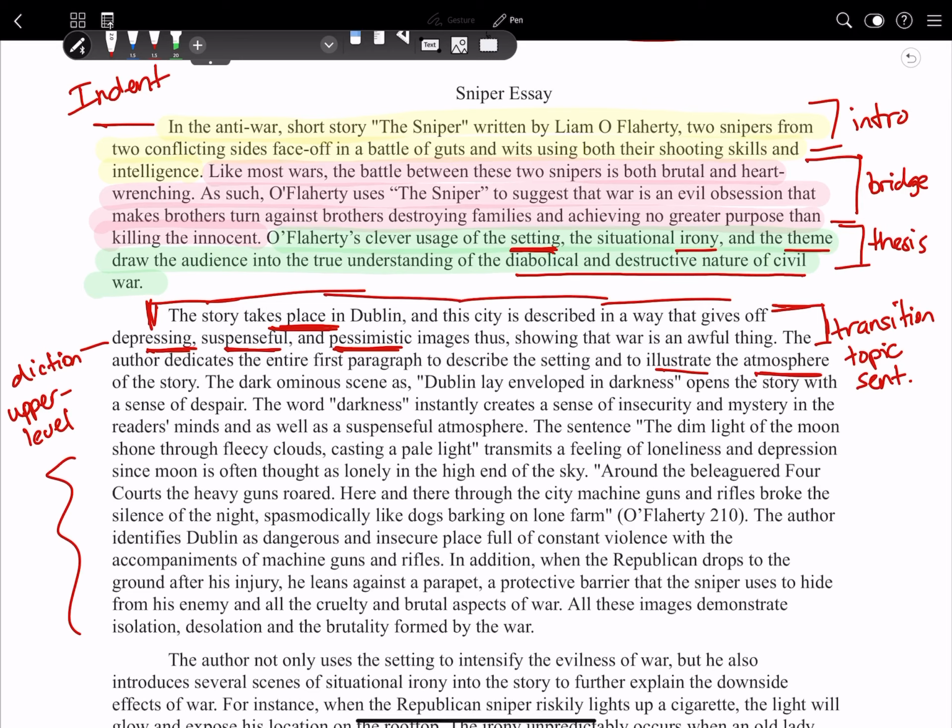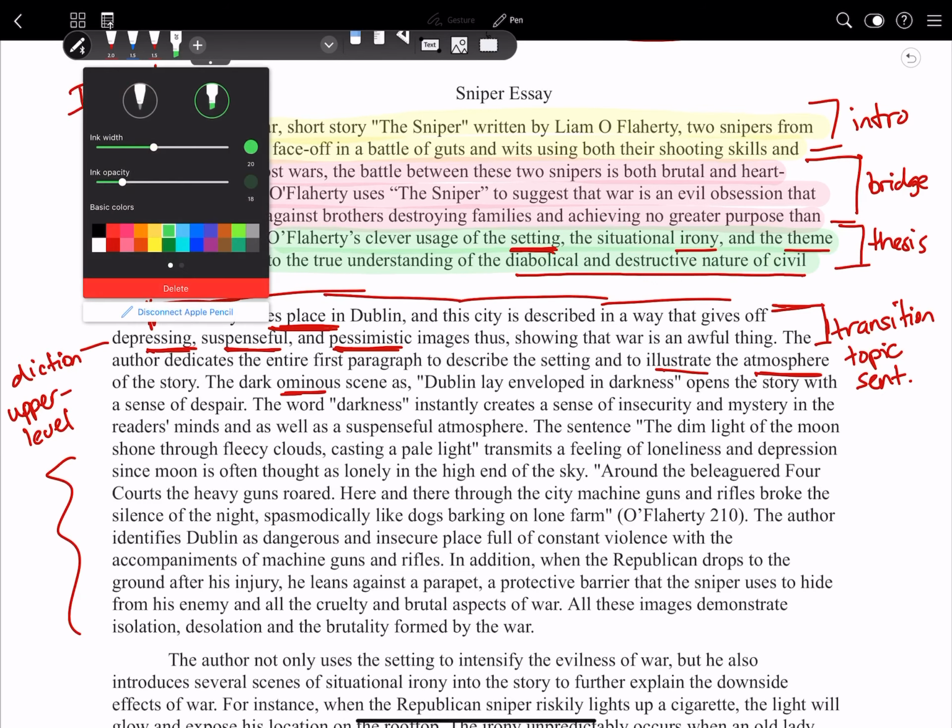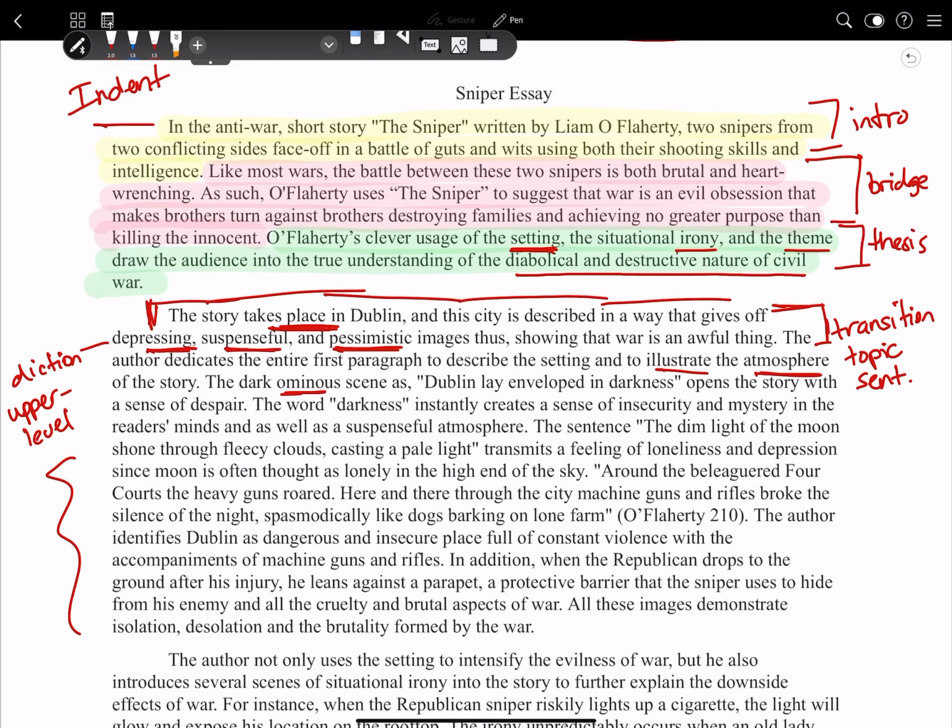The dark, ominous scene as Dublin lay enveloped in darkness. This is excellent. What does she do here? She has created an embedded quote. Okay? If we didn't have this quotation mark and this comma, you wouldn't be able to tell where her writing ended and the quotes began. That's what you're going for, guys.